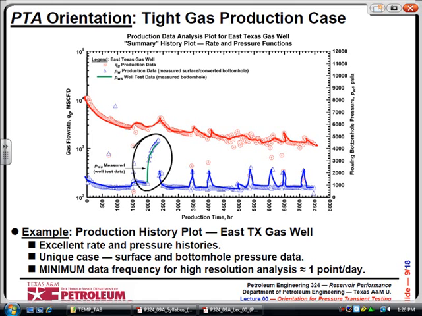But this is an unusual case. It is very low permeability, 0.0055 millidarcies, which means that things happen slowly. And it turns out that the production data analysis for this case is actually as good, if not better, than the pressure transient analysis. And why is this important? We didn't shut the well in for the production data analysis. We used the history to achieve the same results.